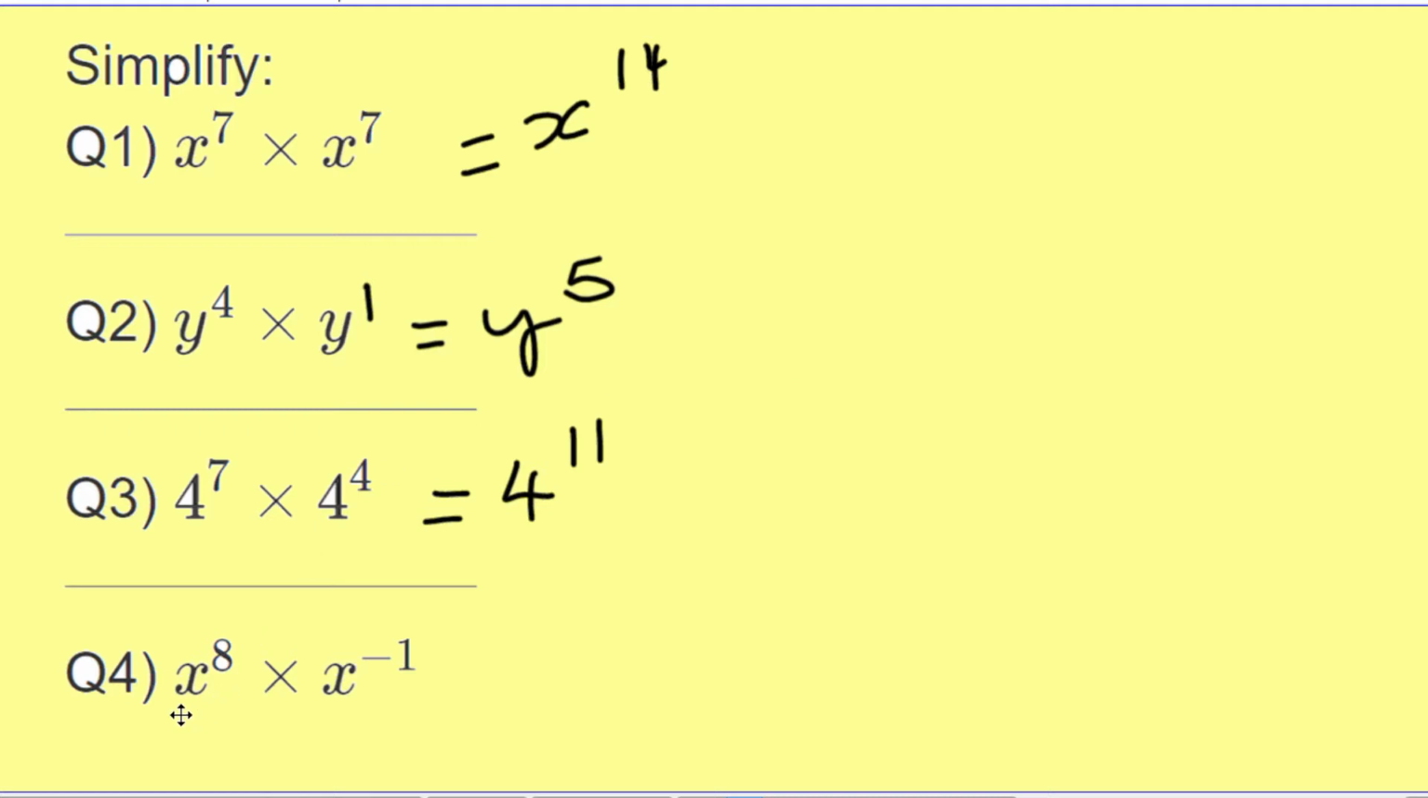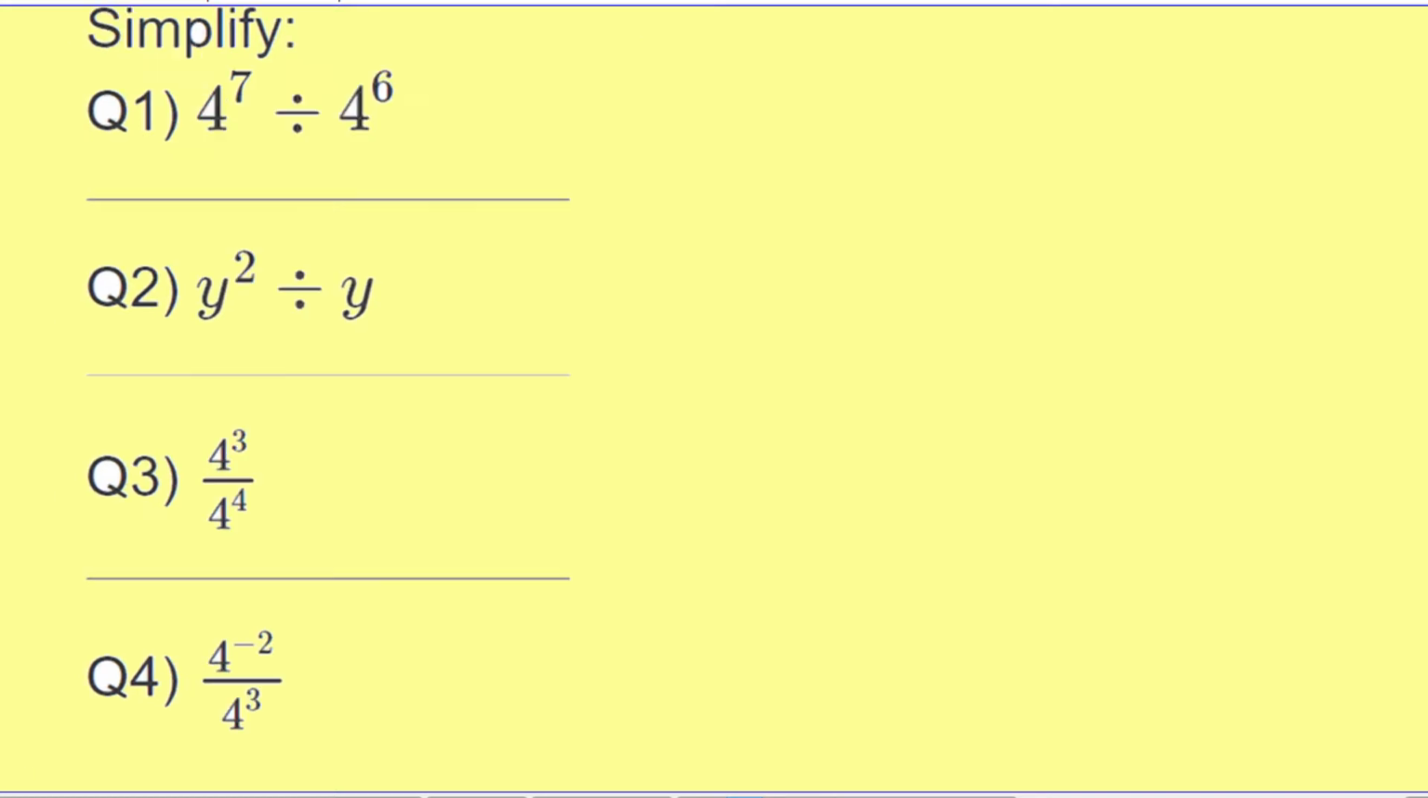Question 4, we've got x to the power of 8 multiplied by x to the power of minus 1. So what we're doing here is x to the power of 8 plus minus 1. So plus minus makes a minus. So it's going to be to the power of 7. 8 plus minus 1 is 7. Okay, so you can pause it now, have a go at these, and then unpause it and we'll go through it.